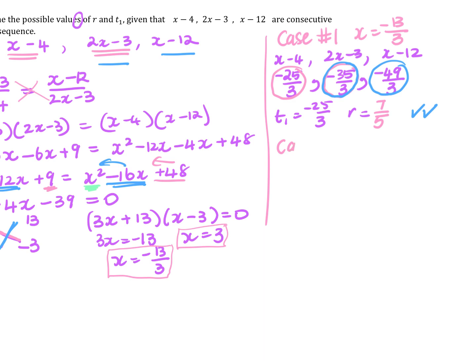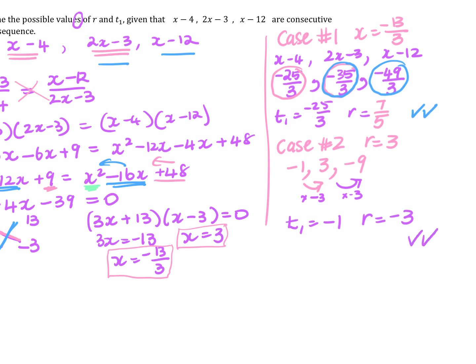The second case we need to think about, case number 2, and that is if x is 3. And let's pop it in. 3 minus 4 is negative 1. 2x minus 3, 2 3s are 6, minus 3 is 3. And x minus 12, 3 minus 12 will give me negative 9. Okay, in this case, what am I multiplying by here? I'm multiplying by negative 3. So term 1, in this case, is equal to negative 1, and r is equal to negative 3. Okay, so they are our two options, and we need to have both of those options.